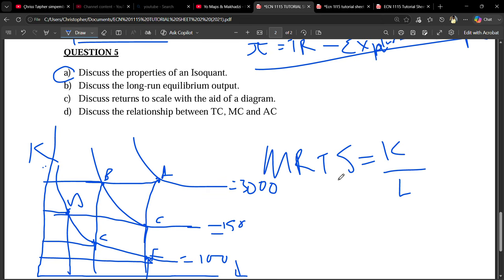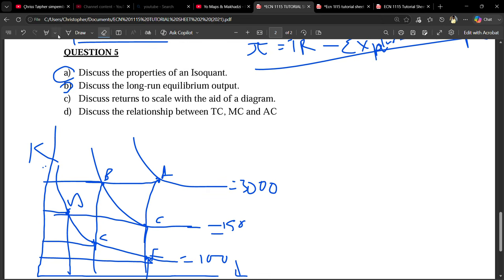Then B is saying discuss the long run equilibrium. Under the long run, you're going to find that a firm will try to maximize its profit by using the lowest level of cost when it comes to production. It will try to say, okay, which costs the lowest, and even if it costs the lowest, am I getting the maximum profit from these other ones? Those are the questions that the firm should be asking.